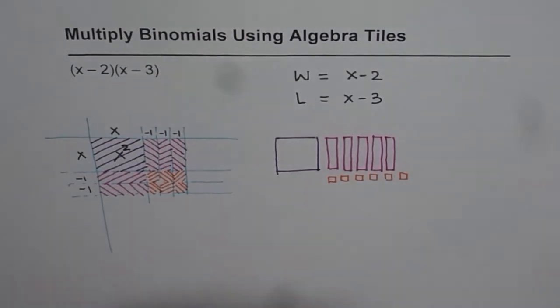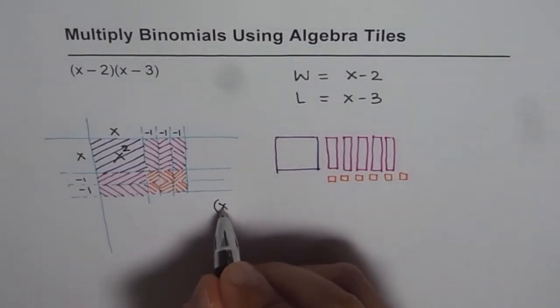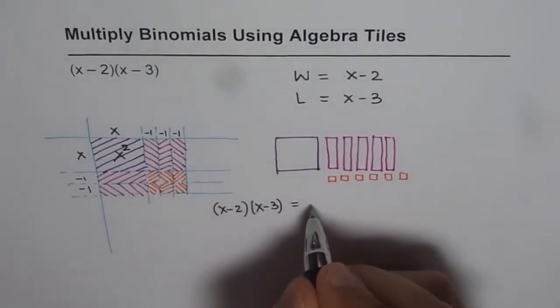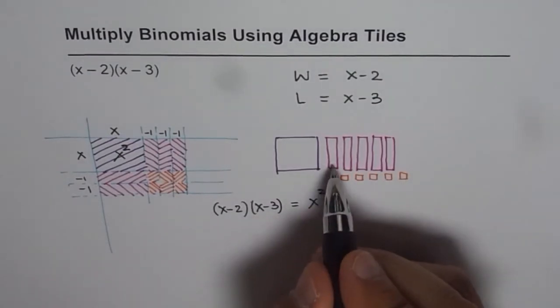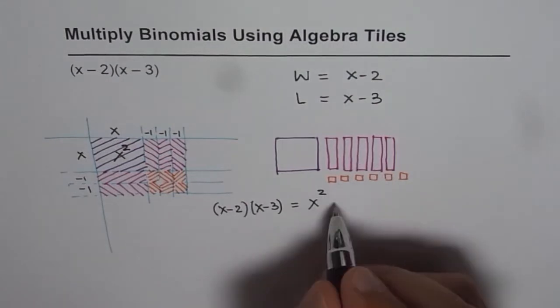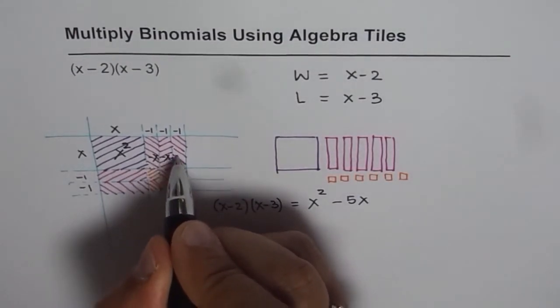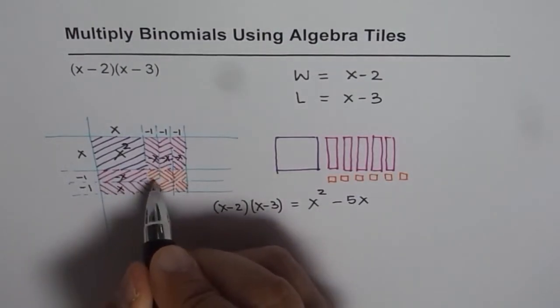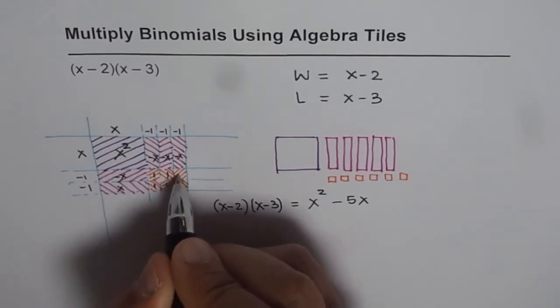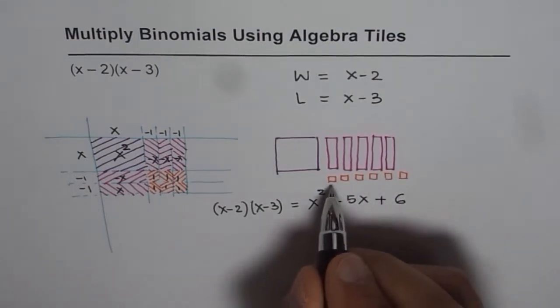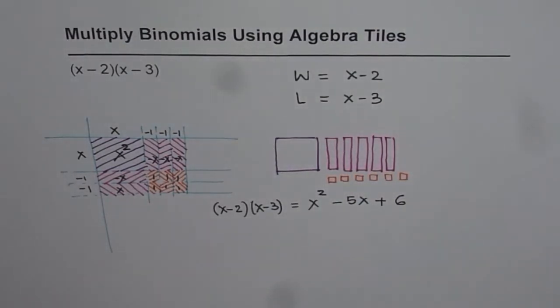Right? So that gives us the product of two binomials, that is x minus 2 times x minus 3 is equal to x squared minus 5x, since these are minus x tiles, and these are plus 1s, plus 6, since they are 6 plus 1 tiles. So that is how we can get the product of binomials.